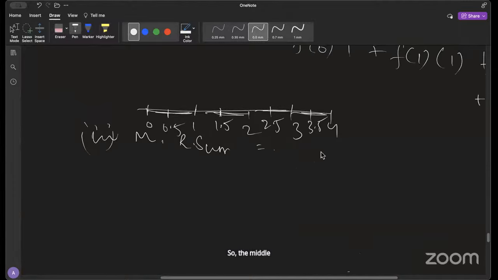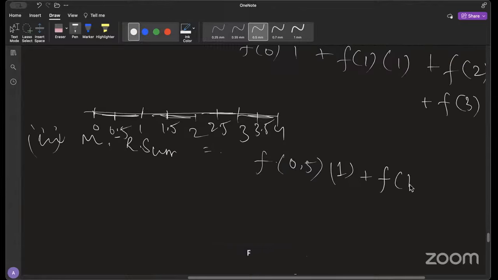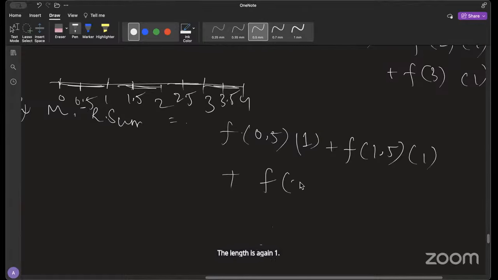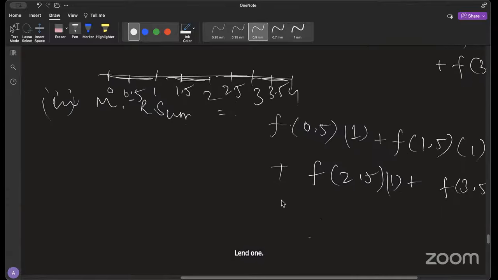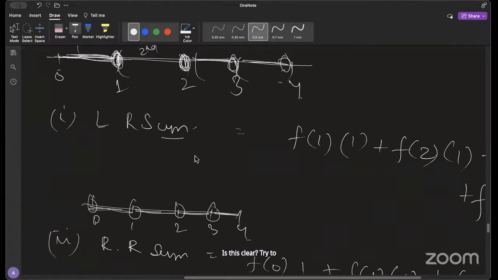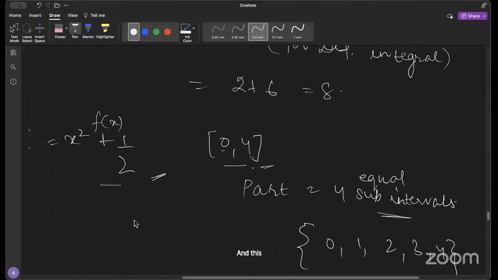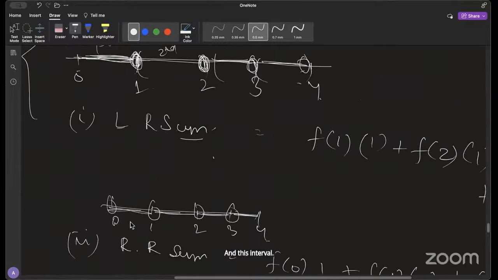So the middle Riemann sum becomes f of 0.5. This is x1 star. The length is 1. F of 1.5. The length is again 1. F of 2.5, length 1. F of 3.5, length 1. Is this clear? Try to find all of these three Riemann sums for this function and this interval. Can you guys do this?